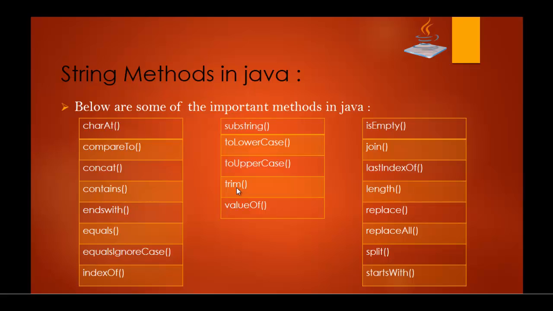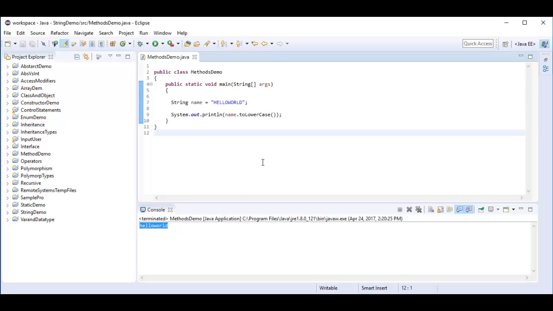Now we have something called trim. What does the trim method do, that we are going to understand right now. Let me jump into Eclipse. Keep in mind the trim method eliminates leading and trailing spaces. In the sense, if you want to eliminate the spaces from your string, we can make use of the trim method. Let me show you a simple example. We have hello world, and I'll give a space at the starting as well as at the ending.